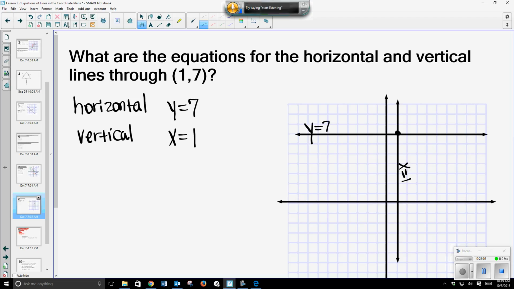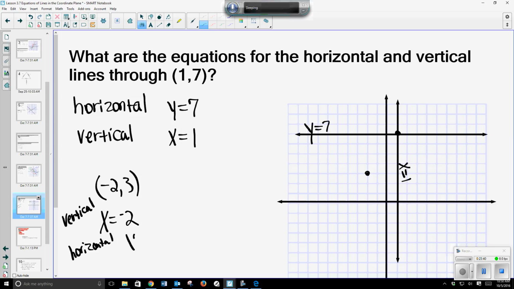So let's try another one. Let's try point -2, 3. We want to know the horizontal and vertical line, the equation of the horizontal line, the equation of the vertical line that goes through this point. X equals -2 is which one, the horizontal or vertical? Vertical. Yeah. And the horizontal? Y equals 3. Okay.